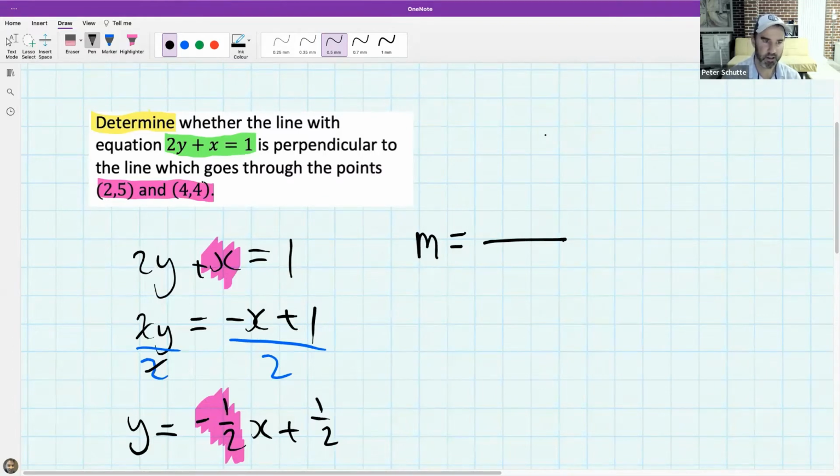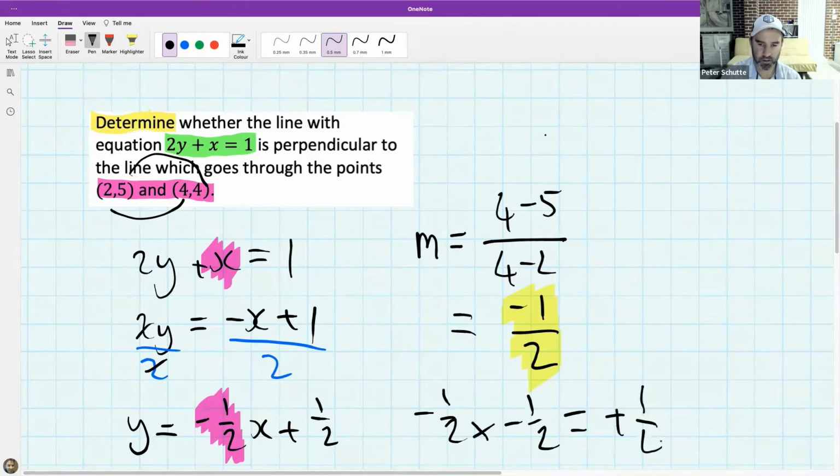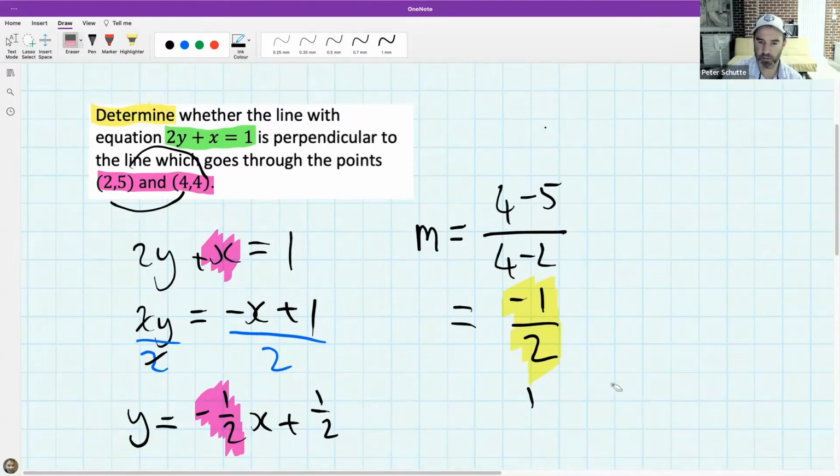So that is going to be 4 minus 5, and then 4 minus 2, which gives me minus 1 over 2. Aha. Now, what does that mean about these two gradients? Well, to me, it looks like they're equal. Now, what I was hoping for to prove lines are perpendicular is that when you multiply them together, so let's multiply them together, I get a quarter. And because the gradients don't multiply to give you minus 1, it's not perpendicular.